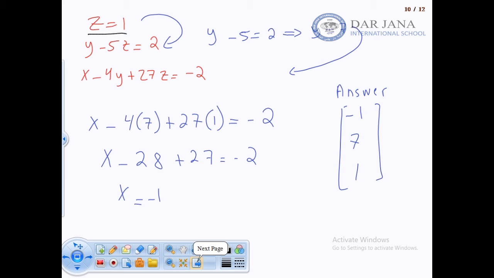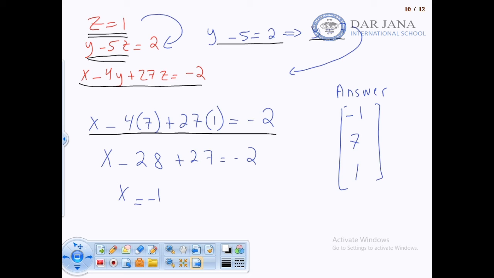So I have z equals 1. I will use it in the second equation. y minus 5z equals 2. That means y minus 5 equals 2 and y equals 7. Now I have y and z. I will use them in the third equation to find x. We substitute y by 7 and z by 1. We'll have x minus 4 times 7 plus 27 times 1 equals negative 2. I will do the operation and simplify it. I will get x equals negative 1, y equals 7, and z equals 1.